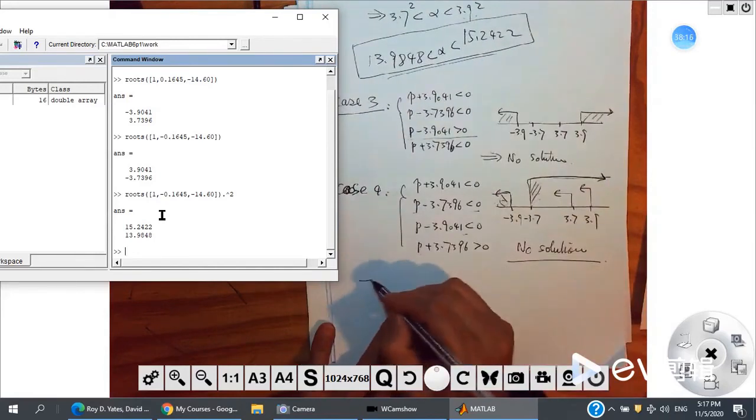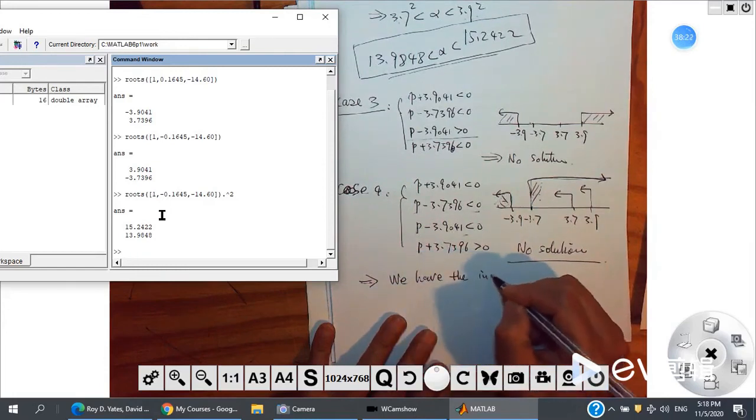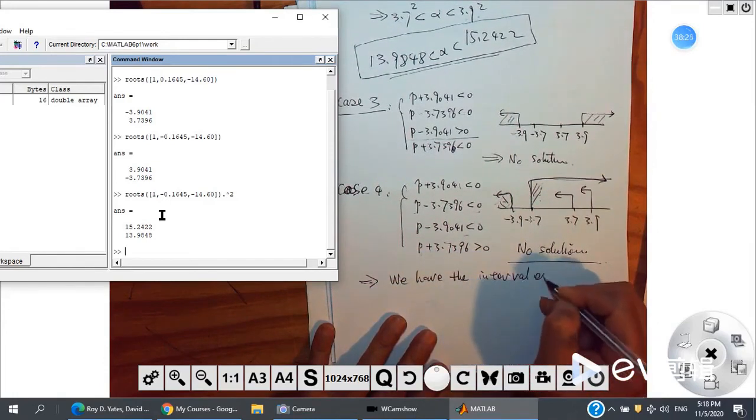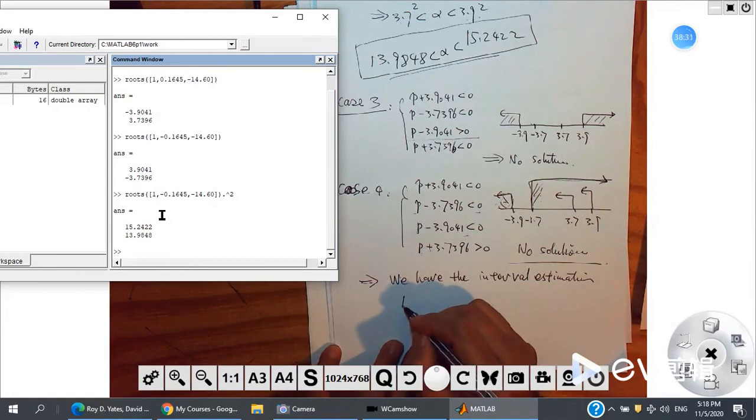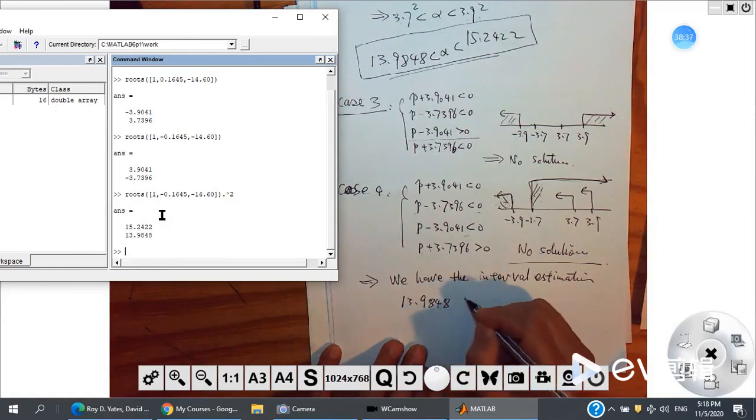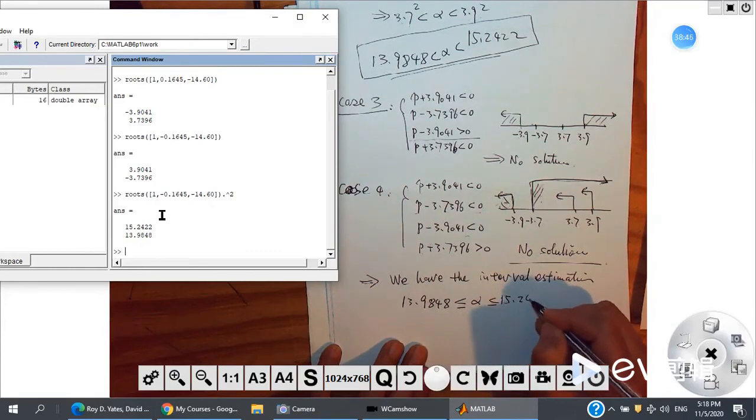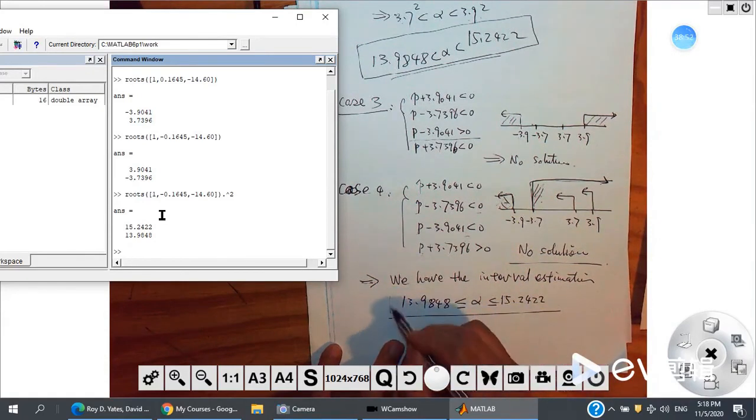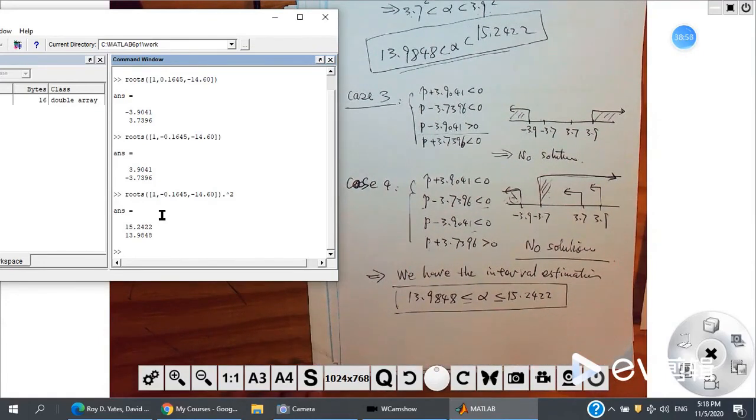So we have the interval estimation: 13.98 smaller than alpha, smaller than 15.24. If you want to put equal, it is also fine. This is continuous, we do not care about just one point, right? So put equal or no equal, it doesn't matter. So we have the interval estimation like this.